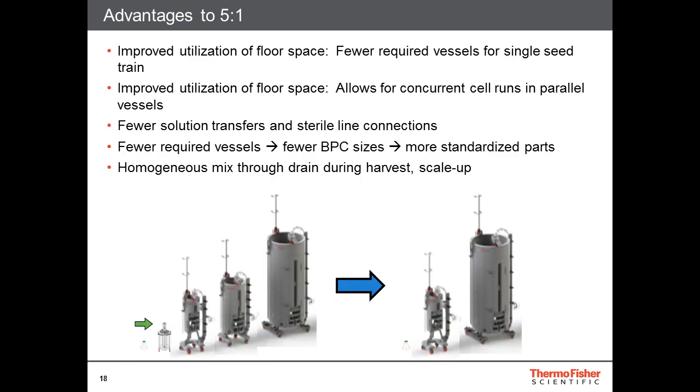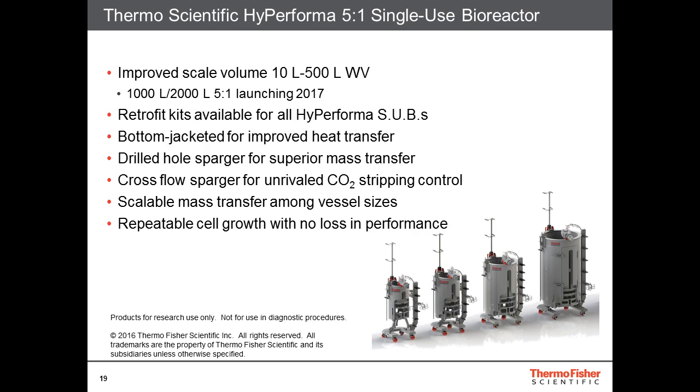As you can see in this picture, multiple bioreactors are used for seeding to come up to the 2,000-liter scale. With this 5:1 version, you'll be able to go from 50 liters straight to the 2,000-liter scale. So there are fewer equipment, a significant reduction of floor space, as well as fewer connections and fewer transfers. That's basically the significant value of this high turn-down ratio bioreactor design.